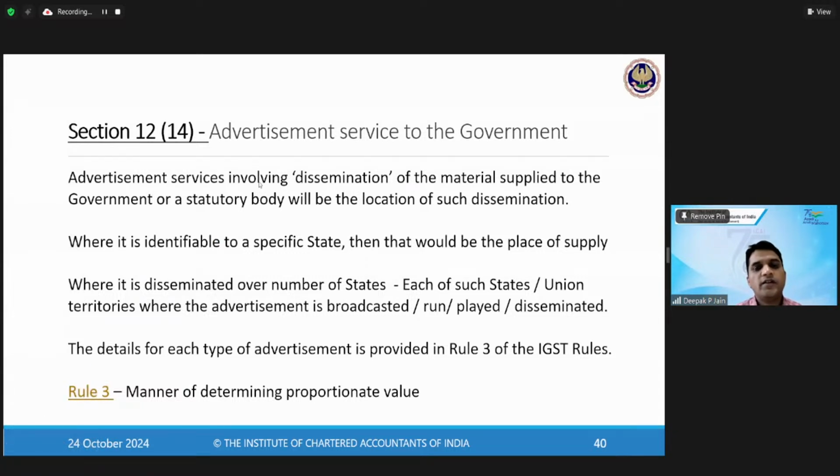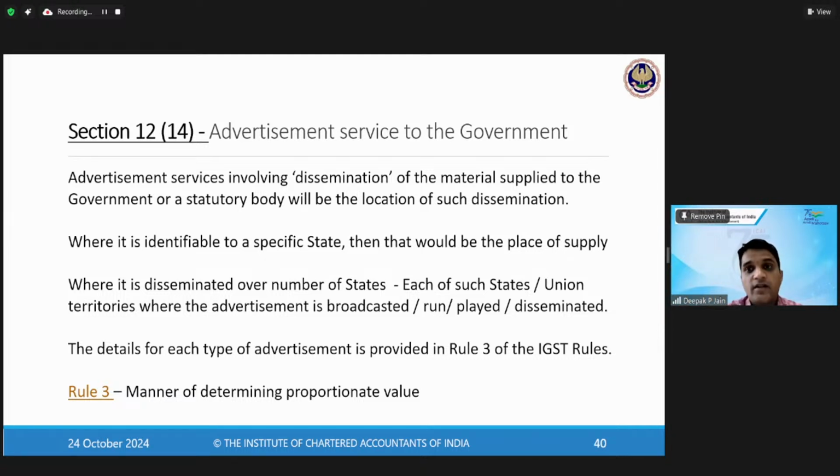Okay. So we were discussing the next place of supply for section 12, subsection 14, which is advertisement services provided to the government. Now, when advertisement services are provided to the government, it is liable to GST. Okay, it is not exempted.